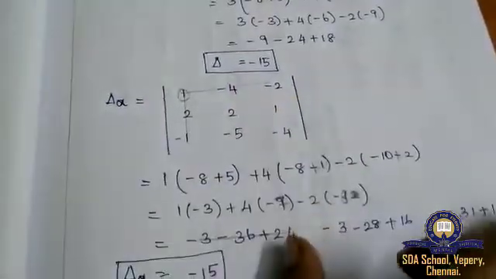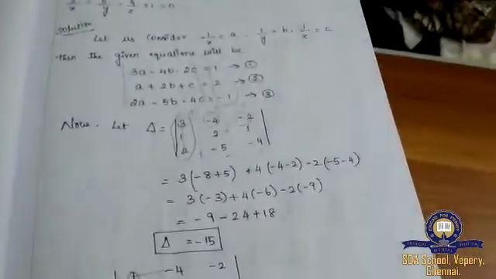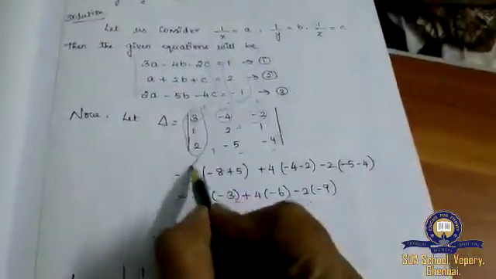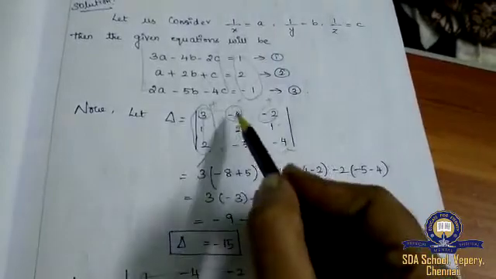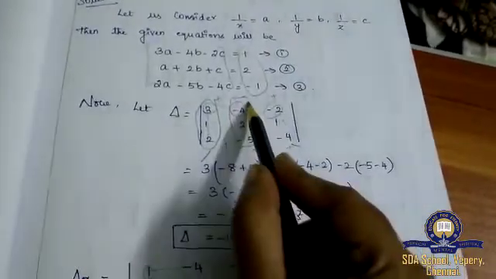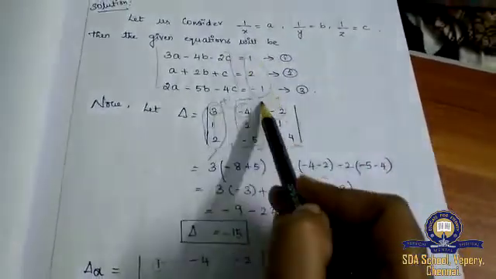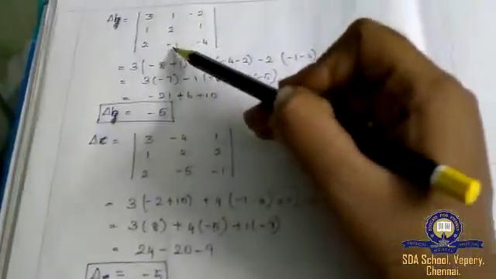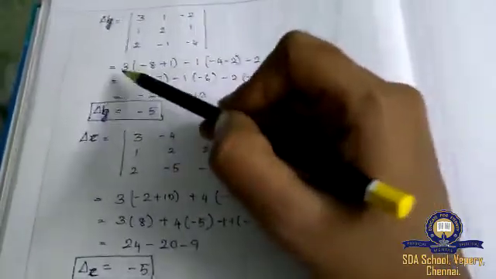And next is delta B. So for delta B, I'm going to keep my A and C as it is. My B value alone becomes what? 1 to minus 1. So I've written here. So my B value only gets changed. After that I need to take out the determinant value.